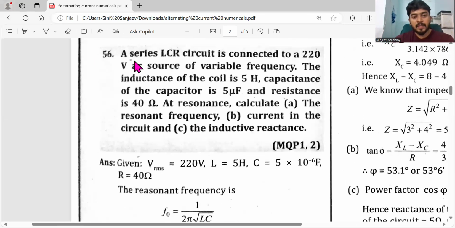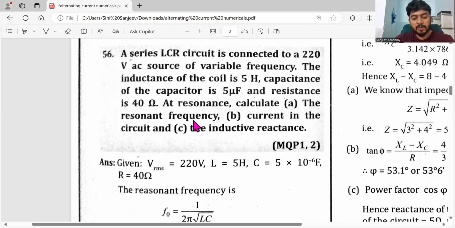56th question. A series LCR circuit is connected to a 220 volt AC source of variable frequency. The inductance of the coil is 5 Henry. Capacitance of the capacitor is 5 microfarad. Micro in the sense you have to put 10 power minus 6. And resistance is 40 ohm. At resonance, calculate the resonant frequency.